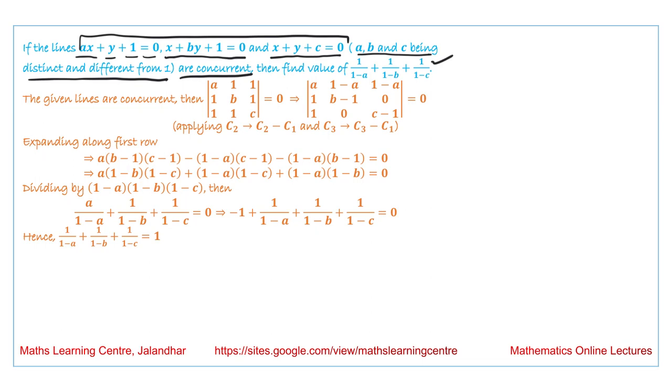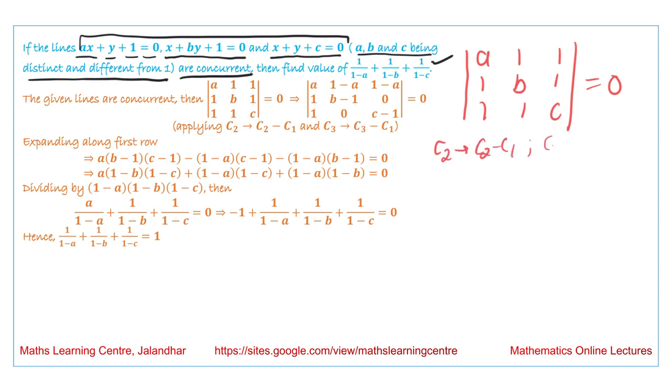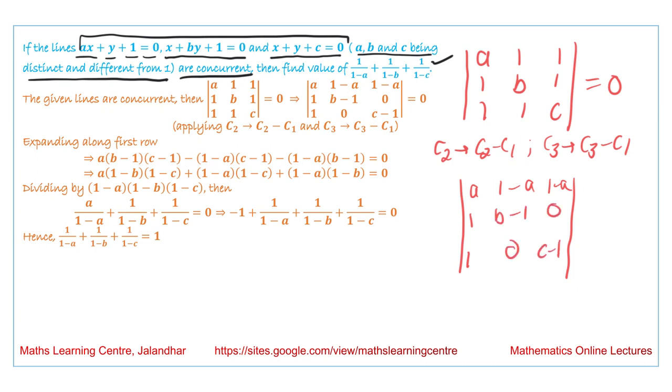So if these three lines are concurrent, then the determinant with rows (a, 1, 1), (1, b, 1) and (1, 1, c) is equal to 0. So if we apply the column operations C2 -> C2 - C1 and C3 -> C3 - C1, this determinant will become rows (a, 1 - a, 1 - a), (1, b - 1, 0) and (1, 0, c - 1), and this value should be equal to 0.